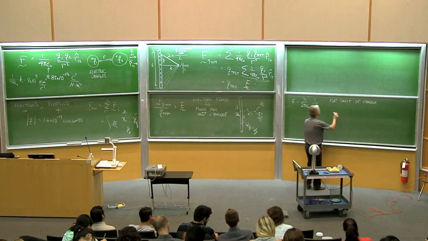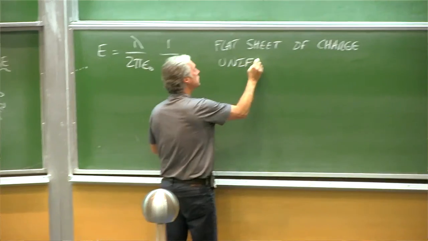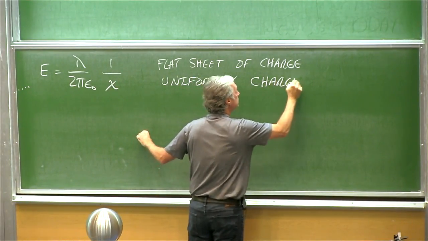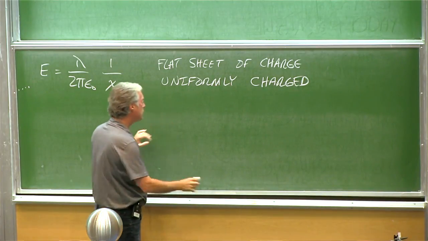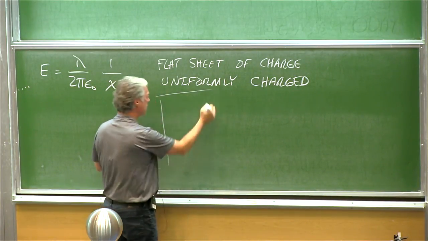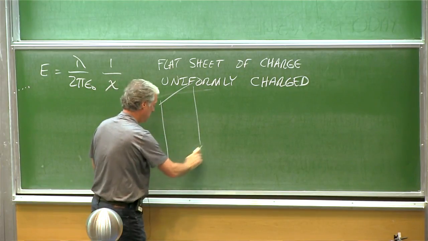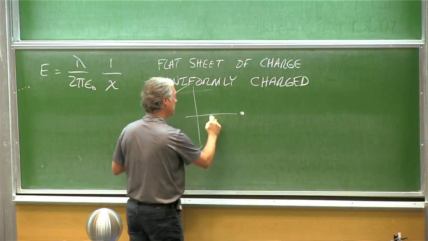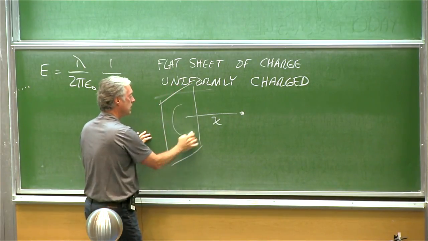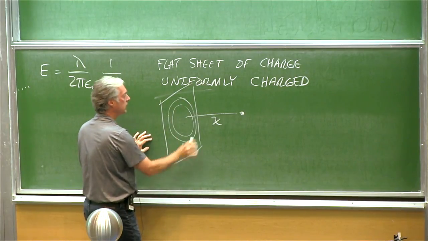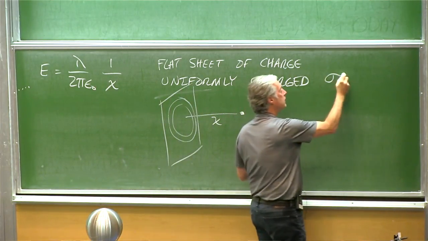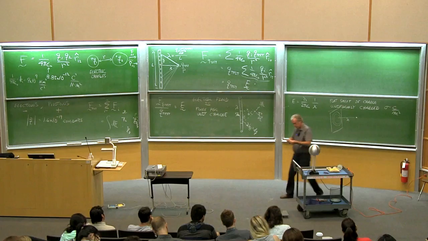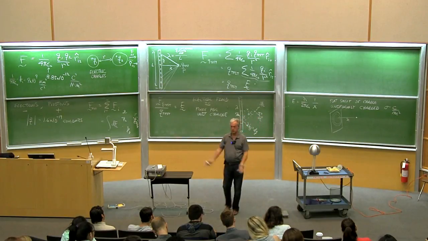If it is very large, uniformly charged, and we have some big, how do you do this? Maybe like that. Some really big thing, and we're going to be some distance x away from it. And now we're thinking of charges in this sheet. Uniformly charged, let's have sigma coulombs per square meter. Now it's not per unit length, but it's per square meter.